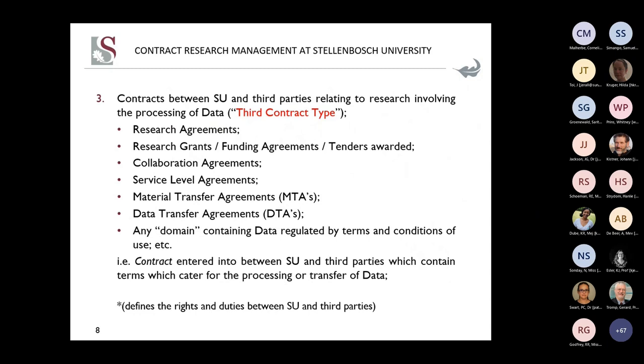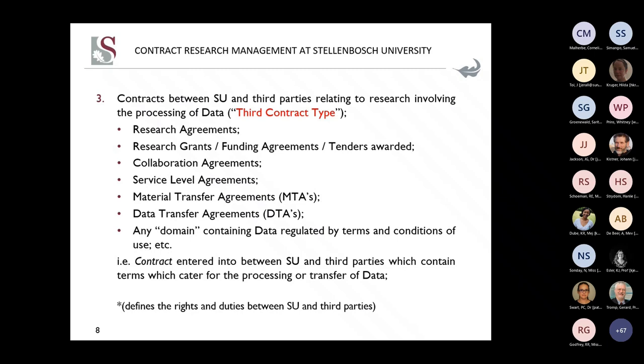The third type of contract, keeping in mind the definitions of contracts, are those that appear from arrangements between SU and third parties, and as far as concerns research, specific research projects. So this presupposes that you have drafted your proposal and it's run its course through the normal research ethics committees, and now you're in a position where you have gathered information or data from individuals, and you want to regulate the use of that data by other parties.